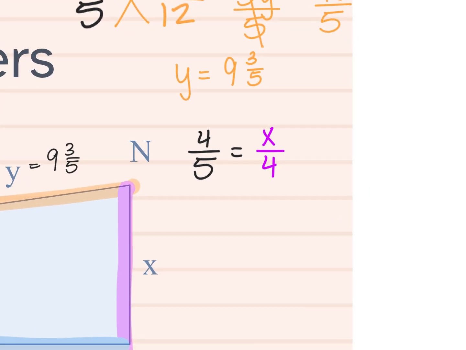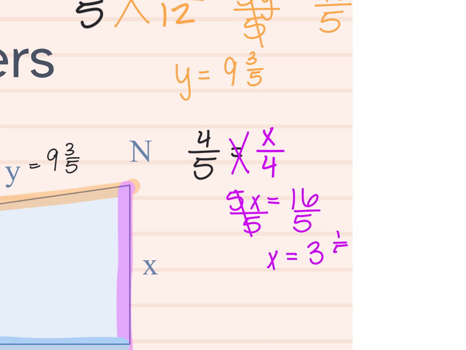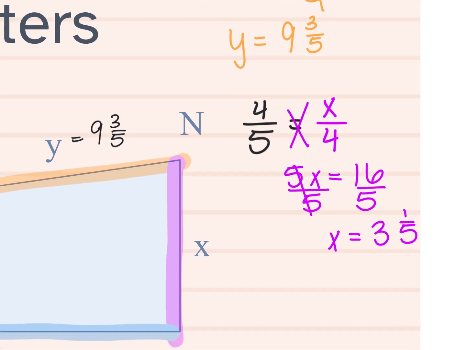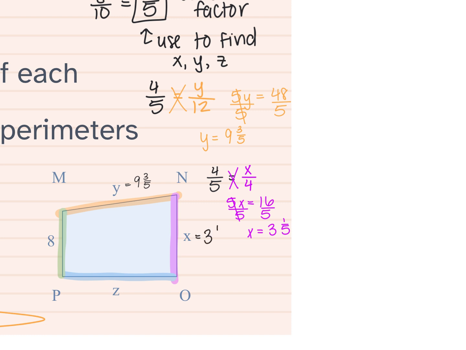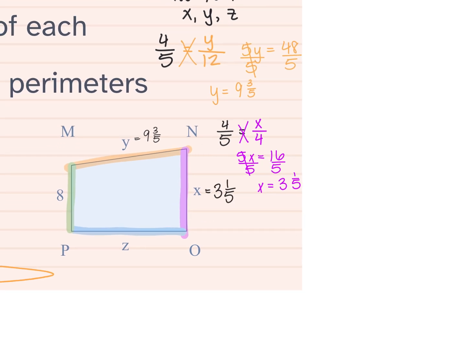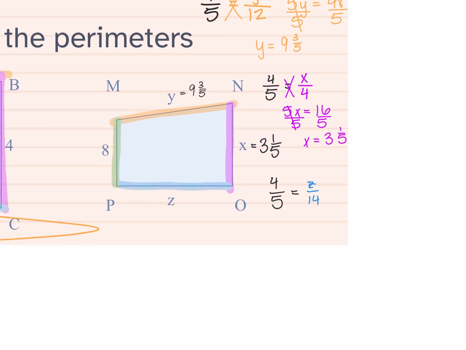Again, same thing as before, cross multiply and divide. Cross multiplying, I'm going to get 5x equals 16, divide both sides by 5. And then I'm going to get x equals 3 1/5. And that's my answer for x. X is 3 1/5. And lastly, I'm going to do the same thing for z. So for z, I'm going to take again my scale factor, which is 4/5, and set it equal to z over 14.